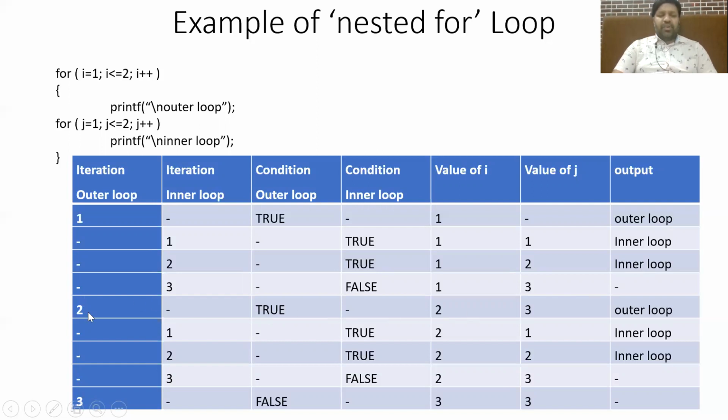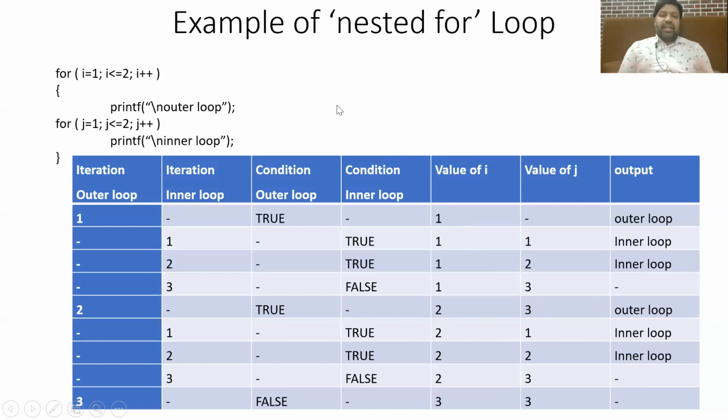The second iteration of the outer loop starts. The condition returns true because the value of i is 2, which is equal to 2. So the message displayed on the screen will be outer loop. Now once again the inner loop will be executed for the second iteration of the outer loop. So the message displayed on the screen is inner loop, and then the inner loop will be terminated, and in the end the outer loop will be terminated.